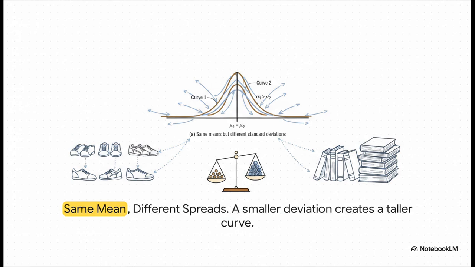Okay, now let's see what happens when we play with that other knob, the standard deviation. This time, both curves have the same mean. See how they're centered on the exact same spot? But their shapes are totally different. The tall, skinny curve has a smaller standard deviation. That means the data is all packed in really tightly around the average. The shorter, wider curve is more spread out, more varied.